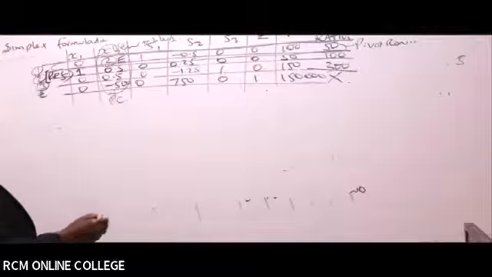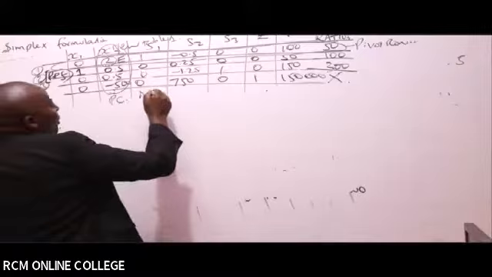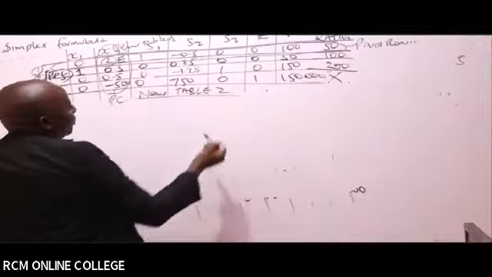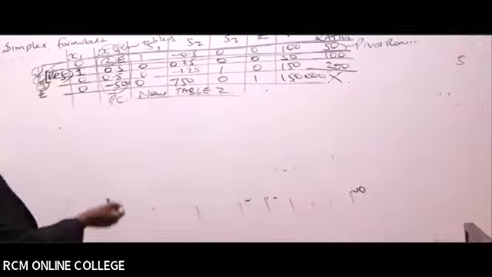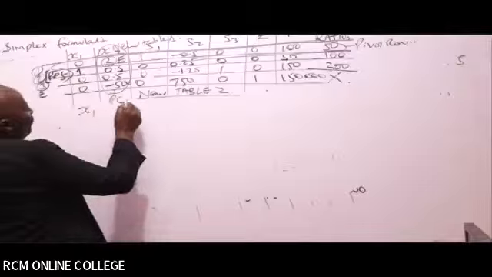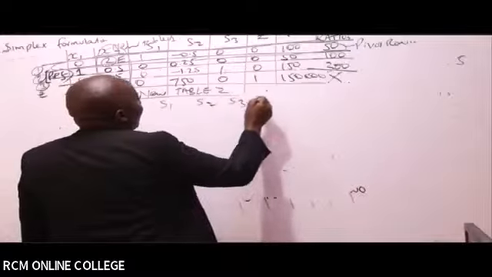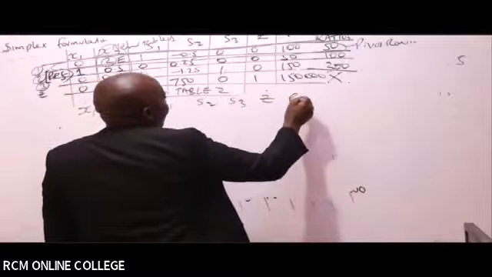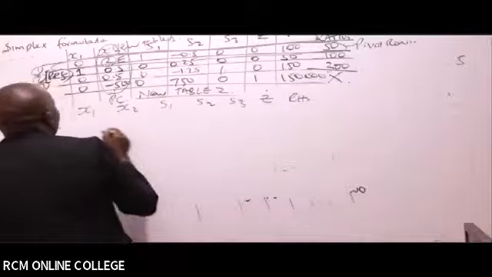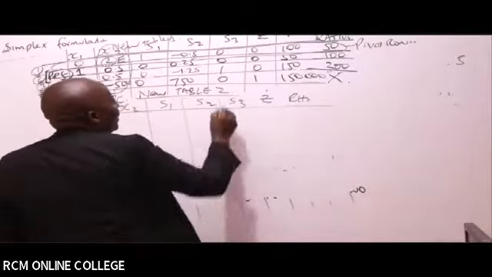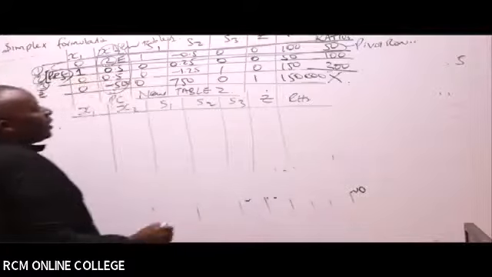Then we can do new table 2. I promise you this will be optimal. So new table 2: we have X1, X2, S1, S2, S3, Z. Then we have the right-hand side values.